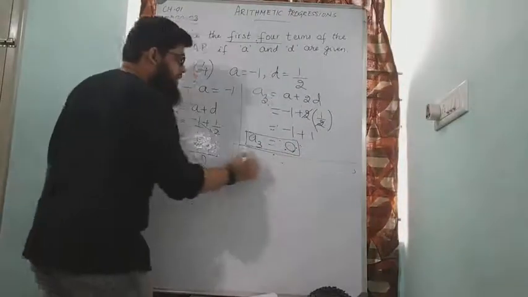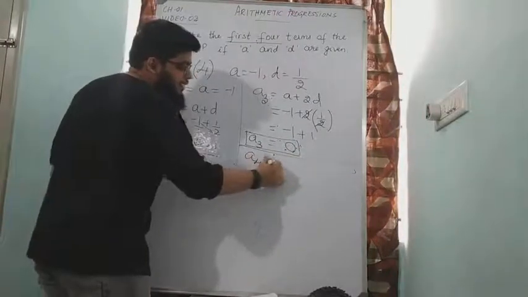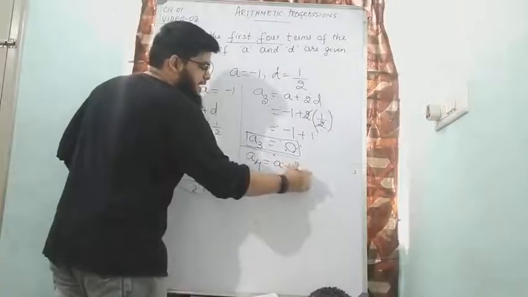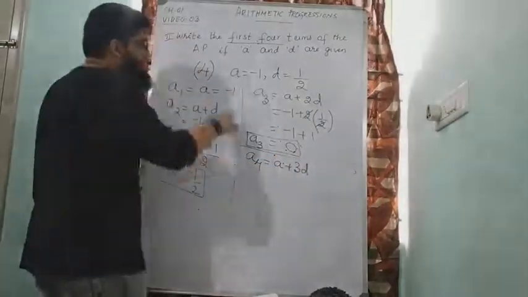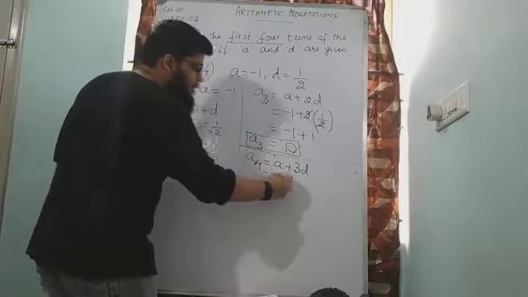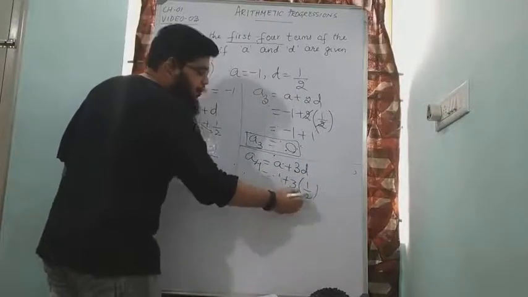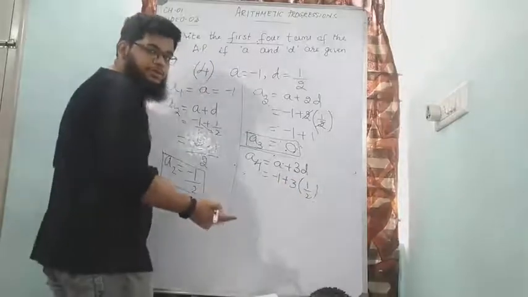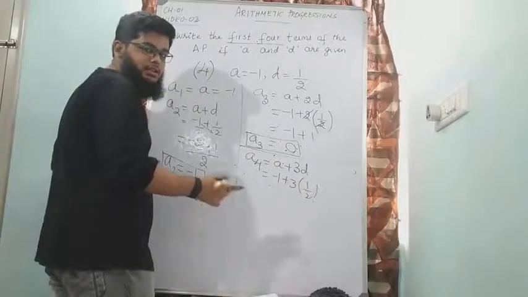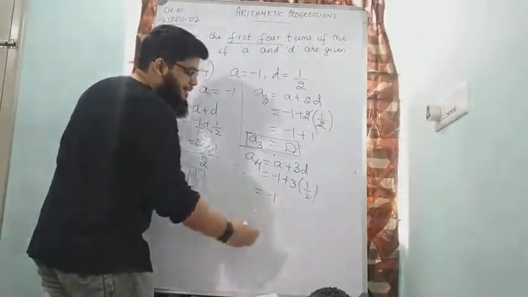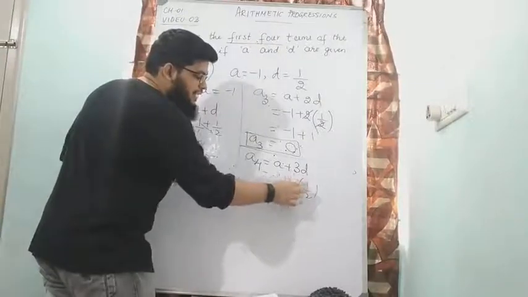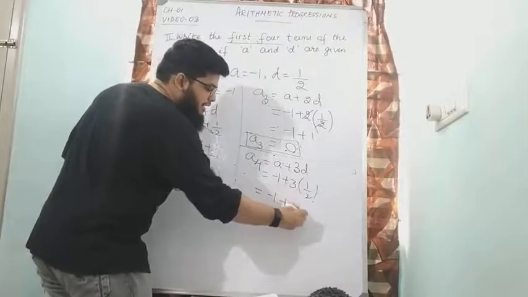And similarly, if I find out A4, A4 will be A plus 3D according to the general form. The value of A is minus 1 plus 3 into the value of D is 1 by 2. Now you can't cancel 3 and 2 here, of course, because they don't come in the same table, right? Or they are not multiples. Minus 1 plus 3 and 1 can be multiplied. 3 1s are 3 divided by 2.